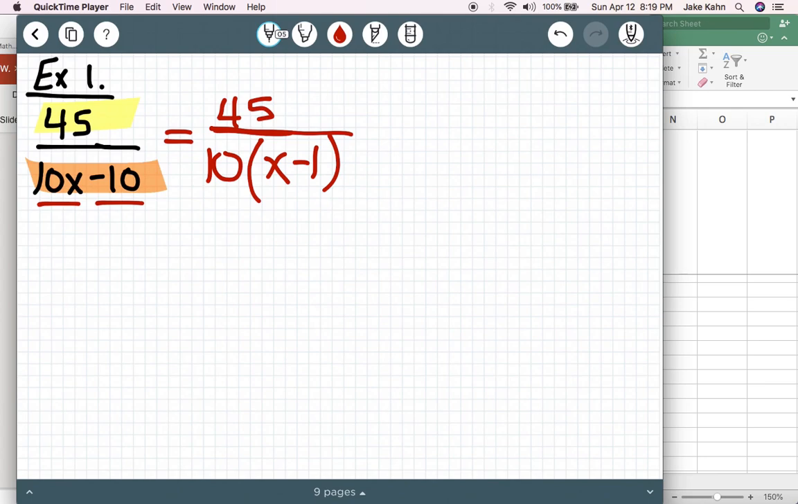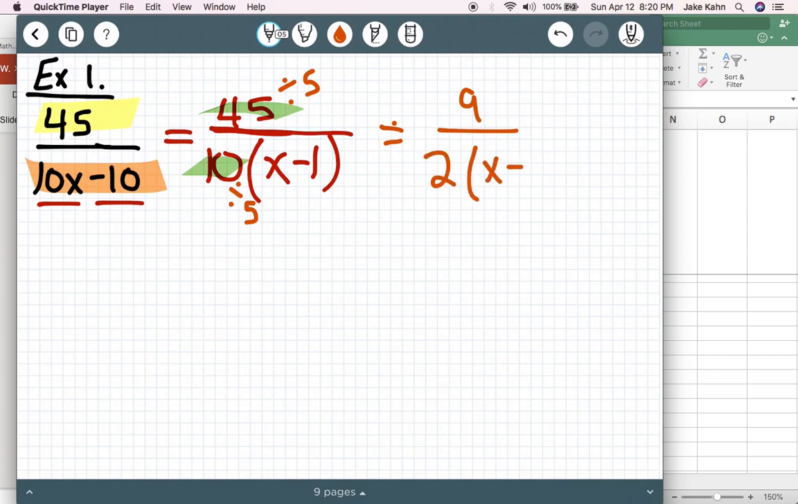The answer is yes, for sure, because this 10 and this 45, they're both divisible by 5, right? That's their common factor. So we can simplify the fraction by dividing the top and the bottom by 5. 45 divided by 5, that's 9. 10 divided by 5, that's 2. X minus 1 stays the same here.